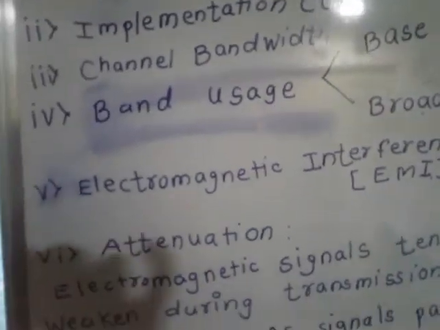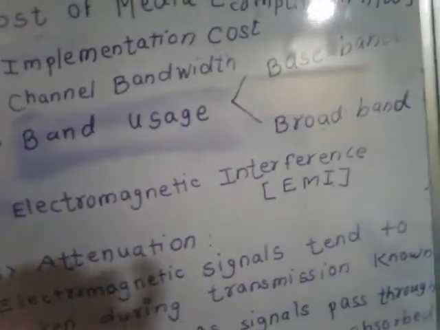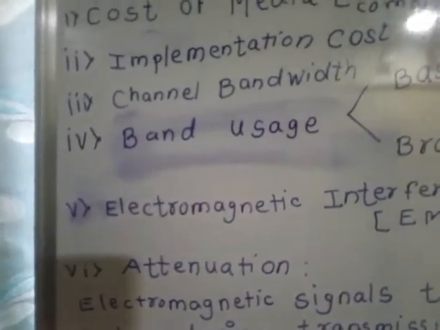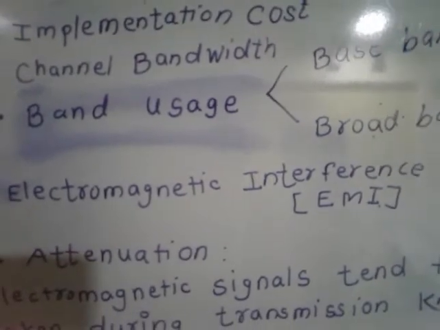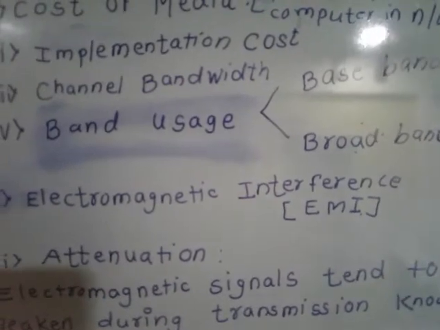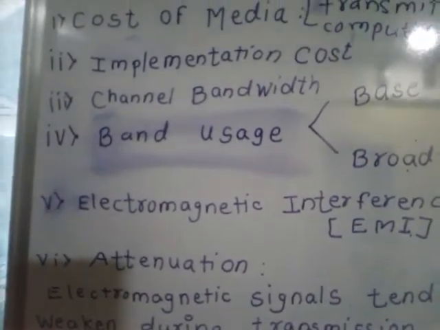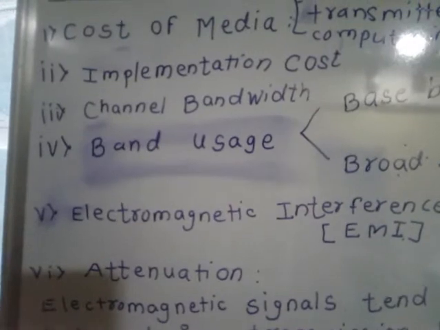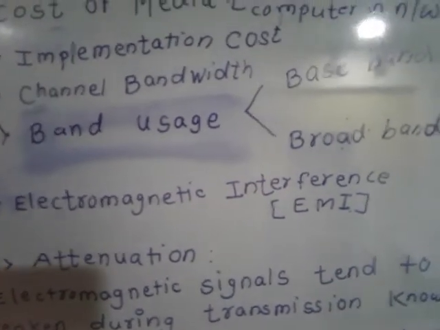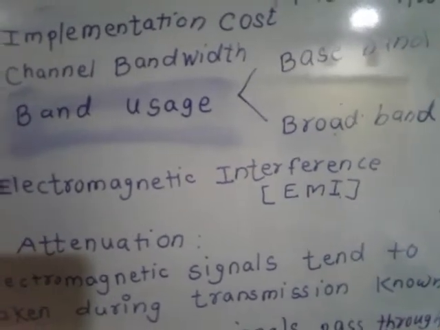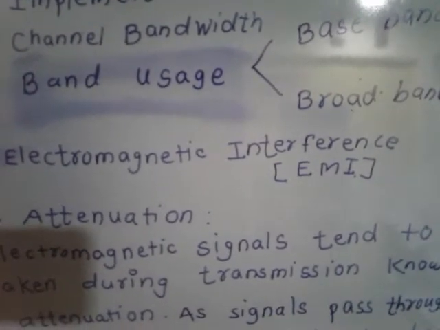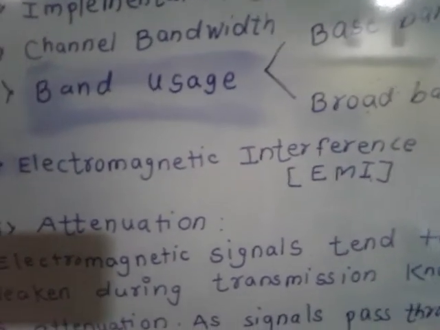And the next is electromagnetic interference, that is EMI. What is the meaning of electromagnetic interference? It affects the signal which is transmitted through a media. If the signals get broken or affected, that is called EMI.